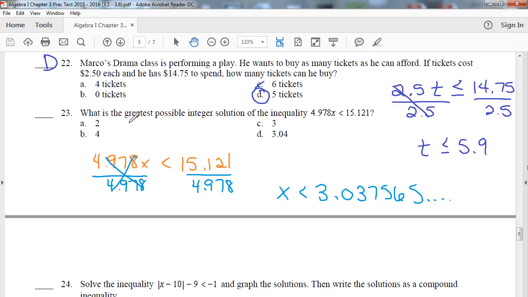Okay, this asks for the greatest possible integer solution. Well, integers are the numbers that you use to count, the 0, 1, 2, 3, 4, and so on, and the negative versions of those. So we need no decimal part, and if this is less than 3 point all this stuff, we can just get rid of all of the stuff. And 3 would be our biggest, our greatest possible integer solution.